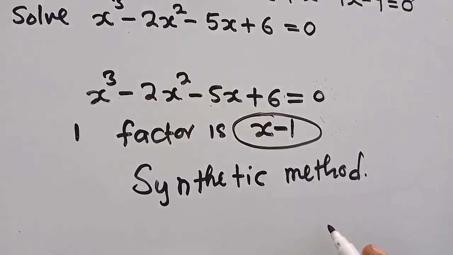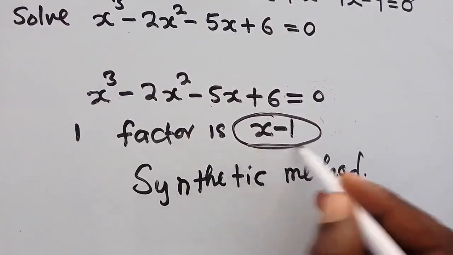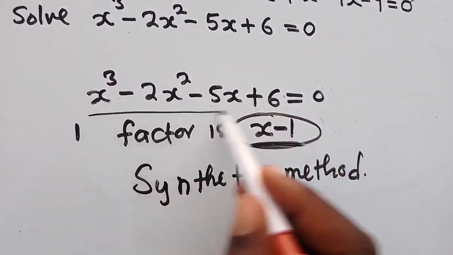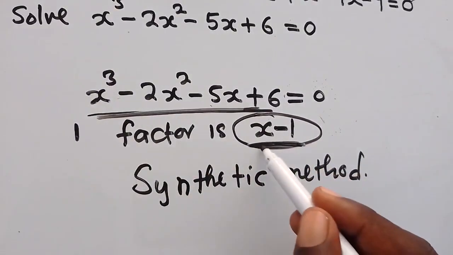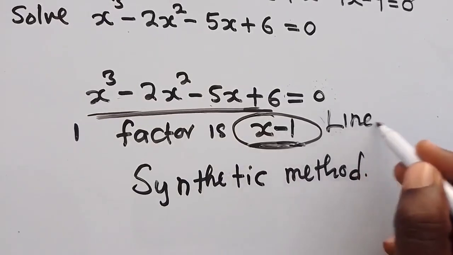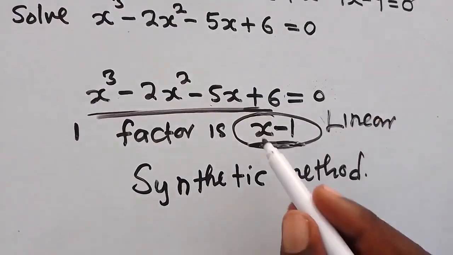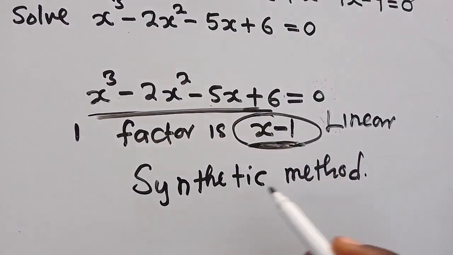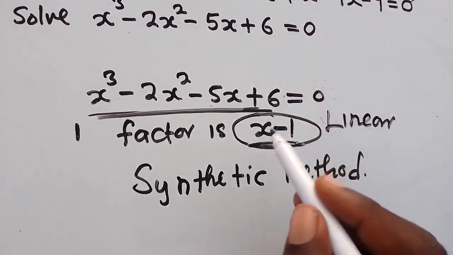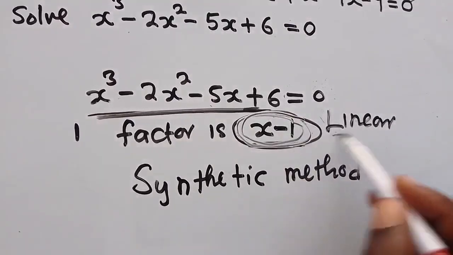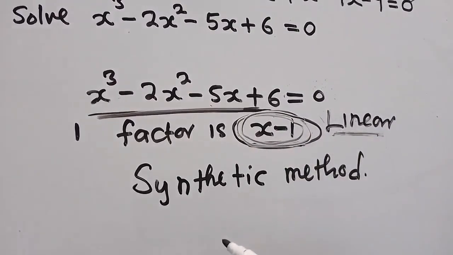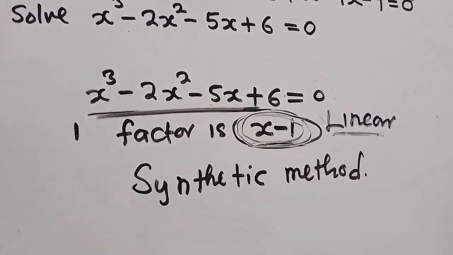There is a condition for using synthetic division to divide two polynomials. Each time we talk about this, this one will become the divisor and this one will become the dividend. We need to make sure that the divisor is linear. We don't use the synthetic method anyhow; we use it only when the divisor is linear.